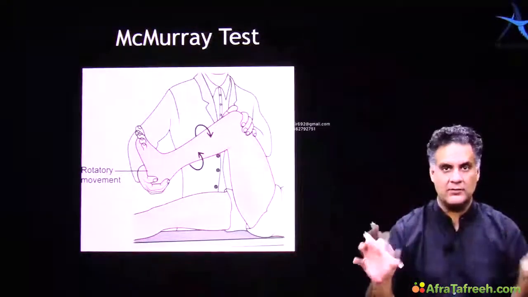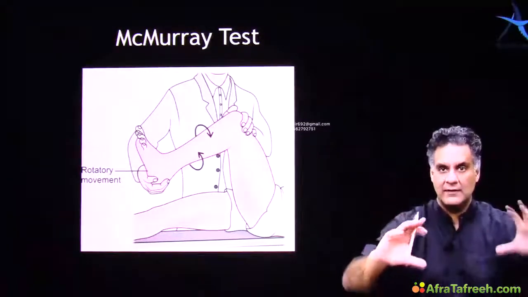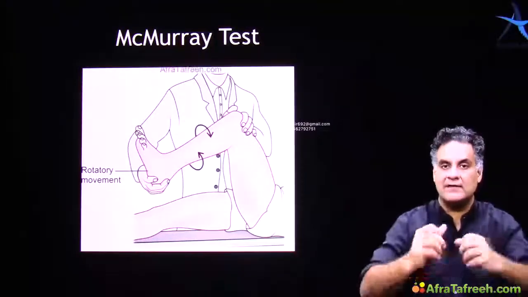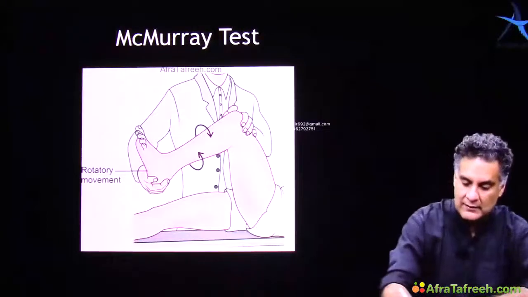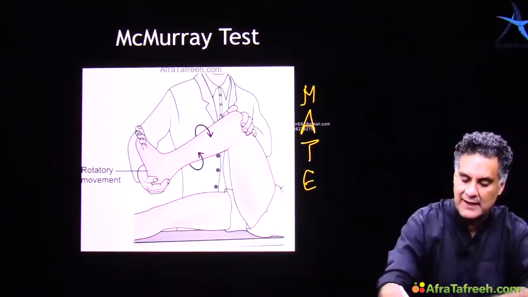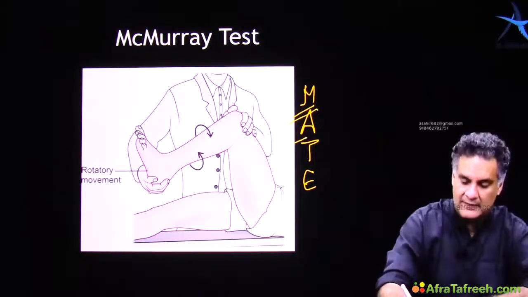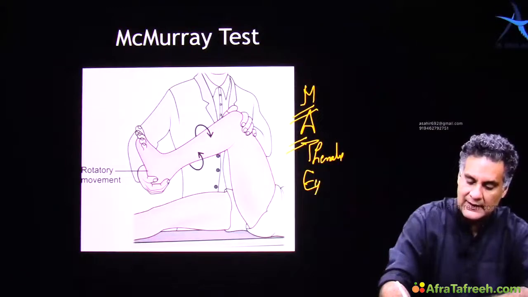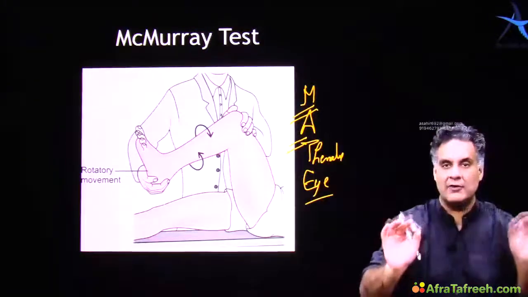Menisci are the shock absorbers, the cushions. So you have the Apley grinding test, grinding the femur and tibia together, or the McMurray's test for the same. You have the mnemonic MATE: McMurray's test, the Apley's grinding test, the Thessaly test, and the Ege test. These are the four tests which you have for the meniscus.